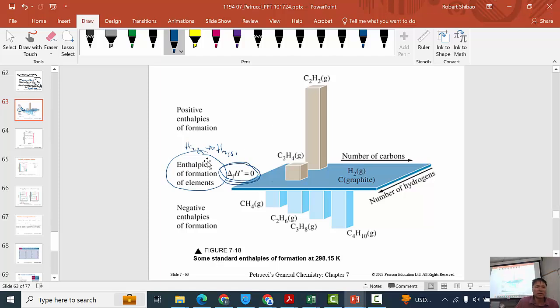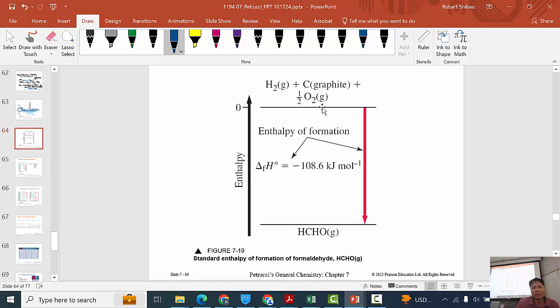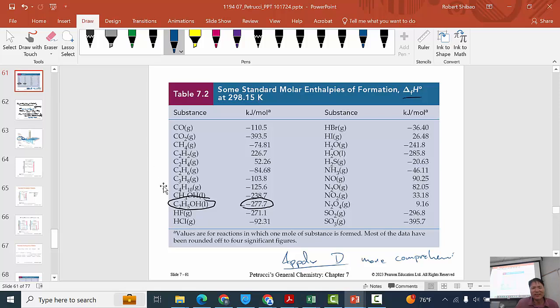However, there are 2 tables in this. And so we'll look at that in a moment. And so here it's just showing enthalpy of formation. So if we want to form formaldehyde, we're going to need two hydrogens, 1 carbon, and 1 oxygen. And so we can just do the elements like this. That's the formation. And so let's see, is formaldehyde in the table? No, it's not in this table, but it's in the Appendix D table, I'm sure.